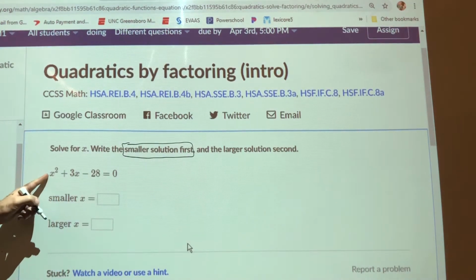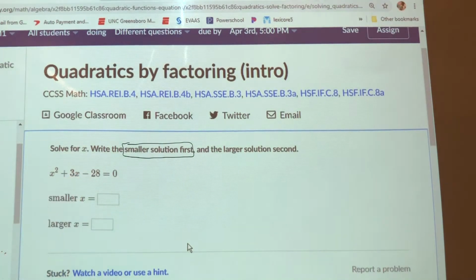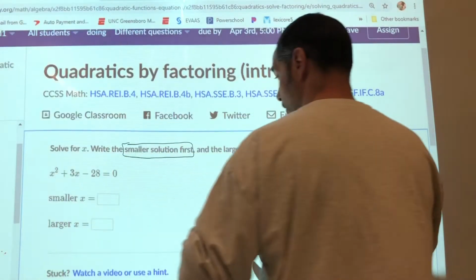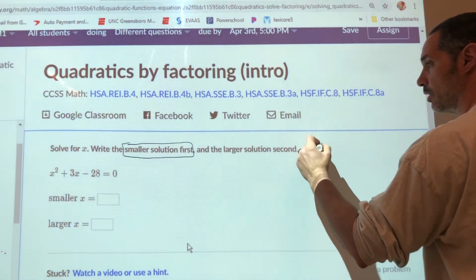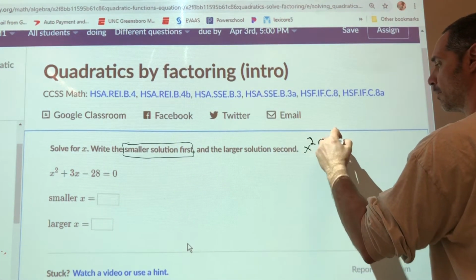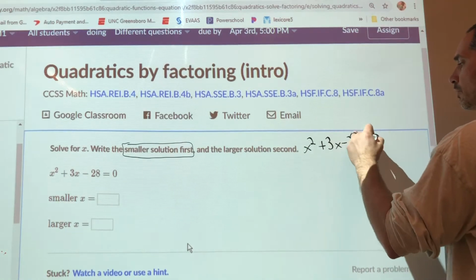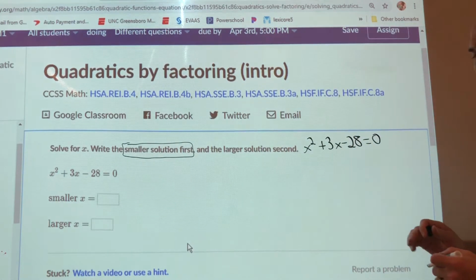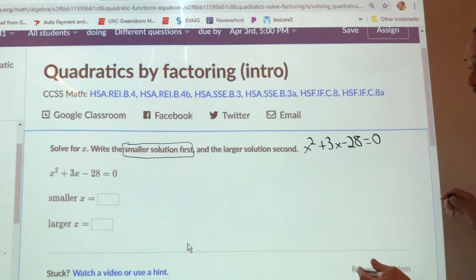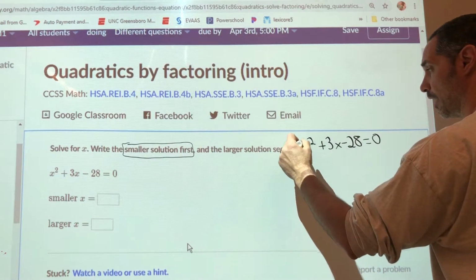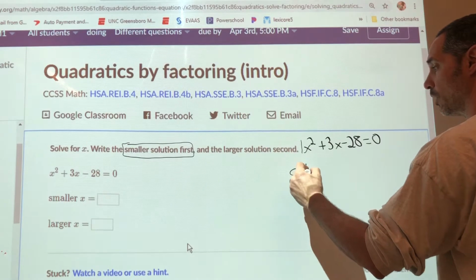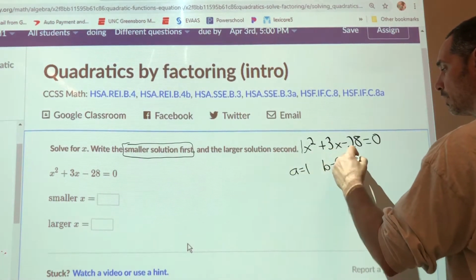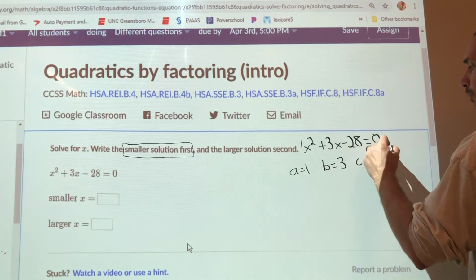So this says x squared plus 3x minus 28 equals 0. So I'm gonna use this space to work. So I have x squared plus 3x minus 28 equals 0. And the first thing I do is what I always do, identify a, b, and c. A is the number that happens to be in front of x squared. This number is understood to be 1, so a is 1, b is 3, c equals negative 28.